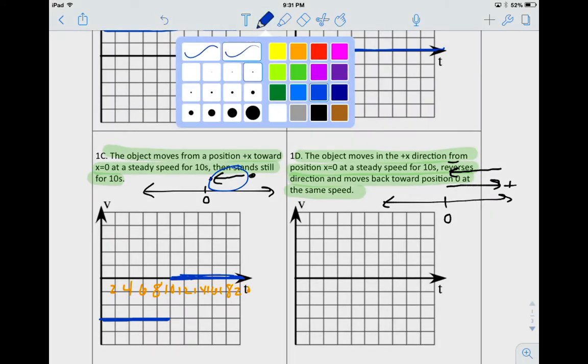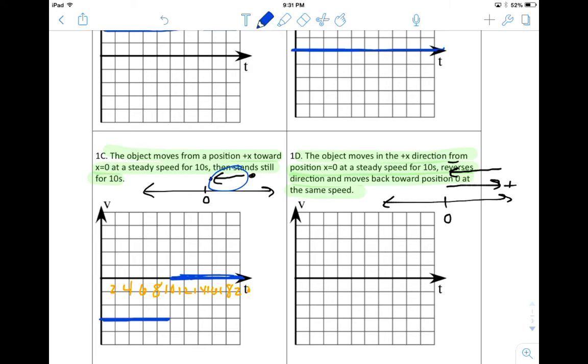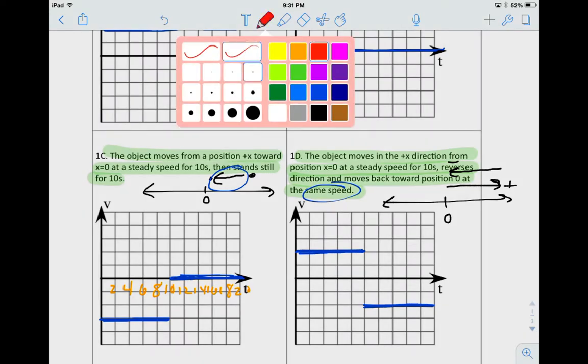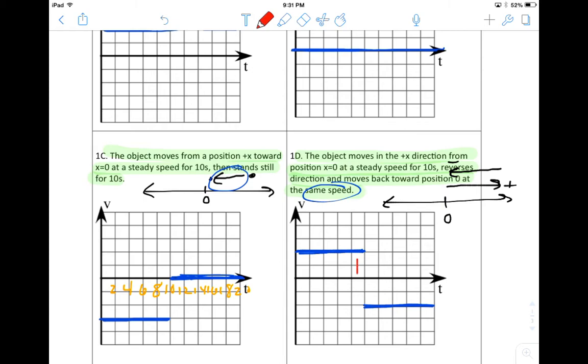So here's how that's going to look down here in the graph. I have to have a positive velocity for the first half, which is right there. It's above the line, so it's positive. And in the second half, I'm going to have a negative velocity. Now, I want you to notice something really important here, okay? This says same speed. Well, this line is the same distance above 0 as this line is below 0.